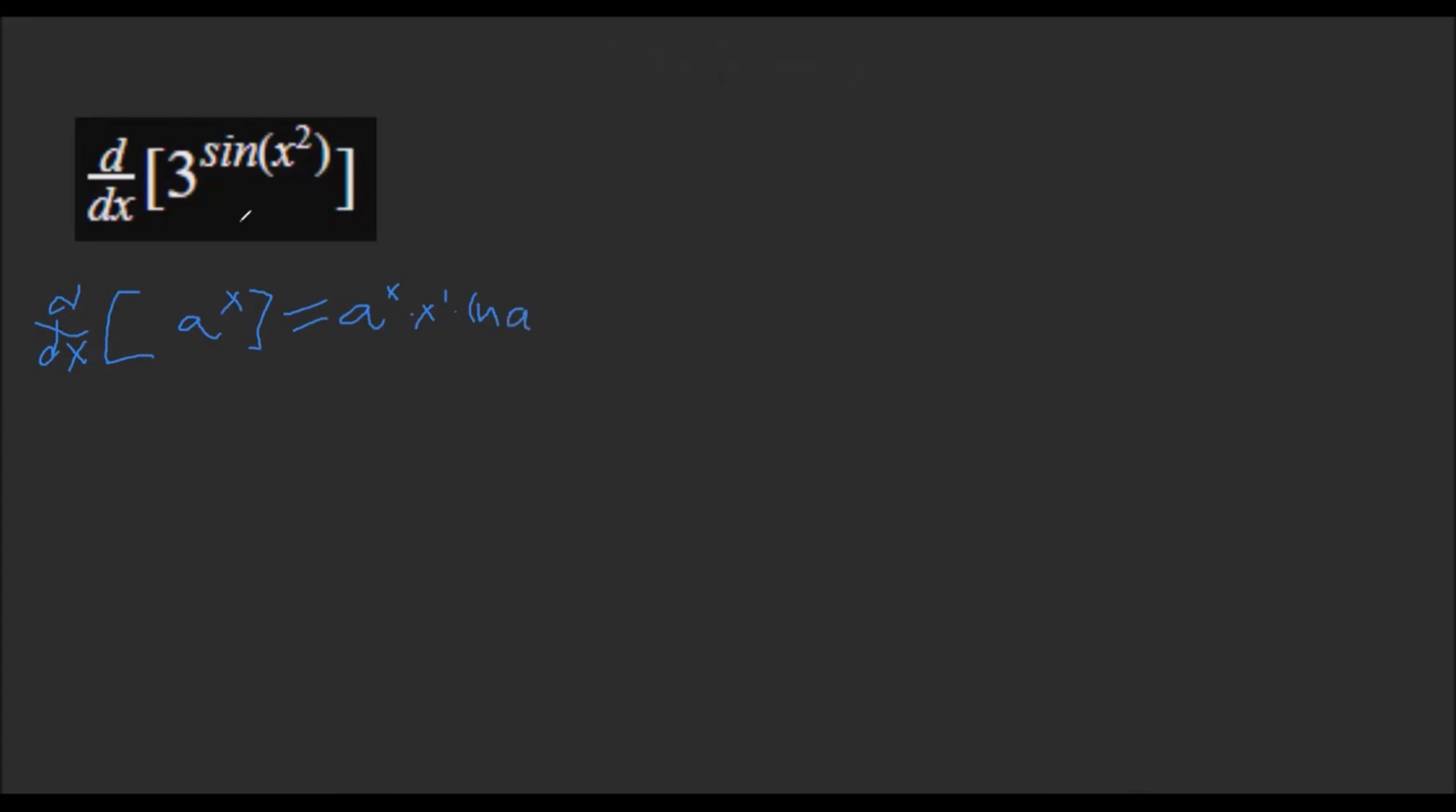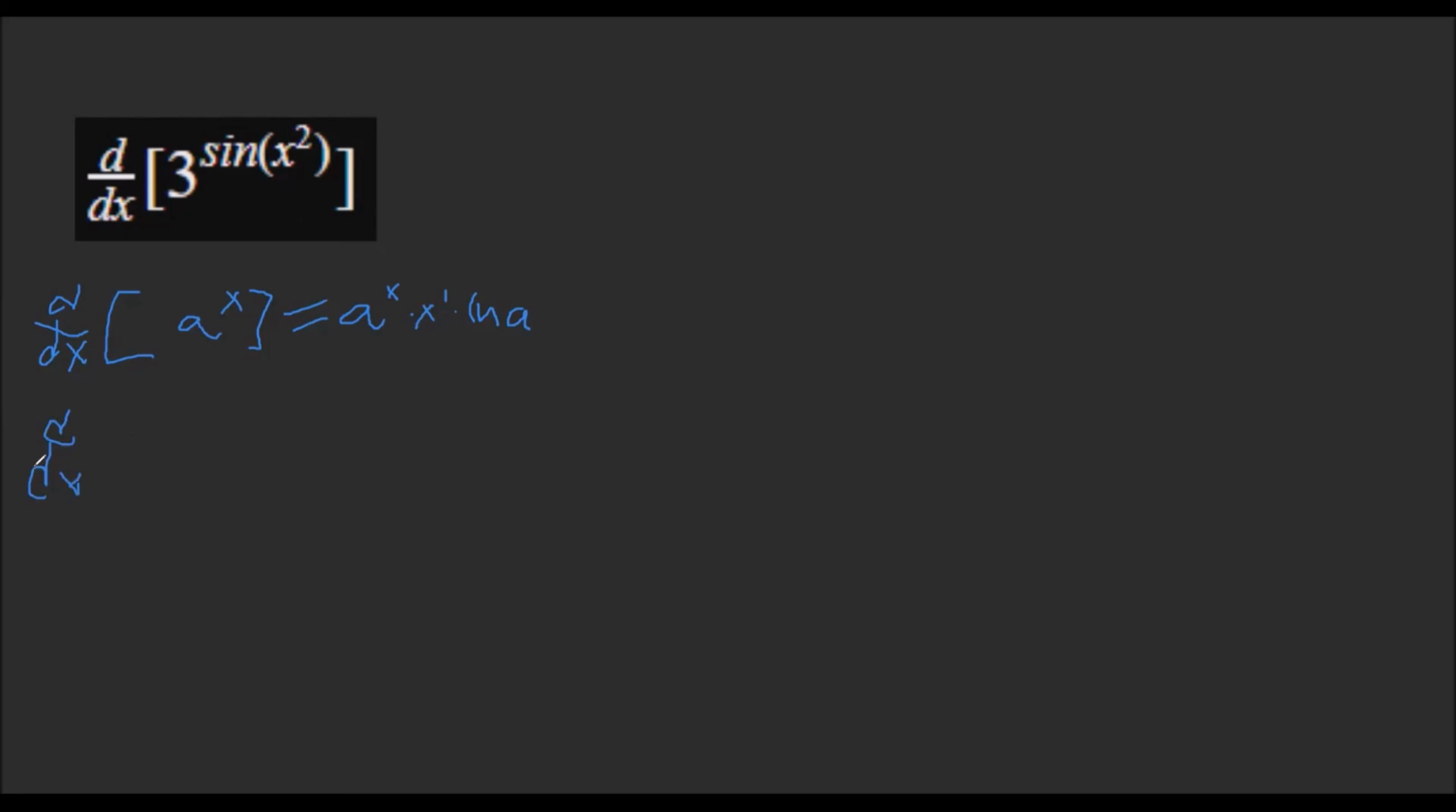This is the formula we're going to use trying to solve this. And as you can see, we already have a to the power of x. It's simply this entire function. Now we need to find natural log a, or natural log 3. So we have that crossed out as well. All we really need to find is x prime, which is just the derivative of this top function.